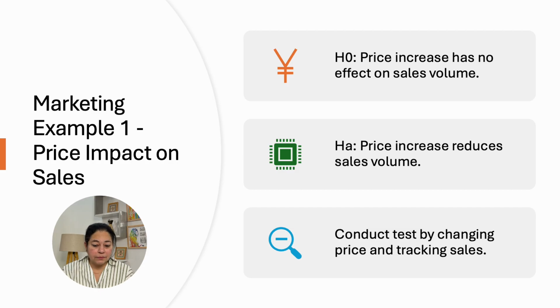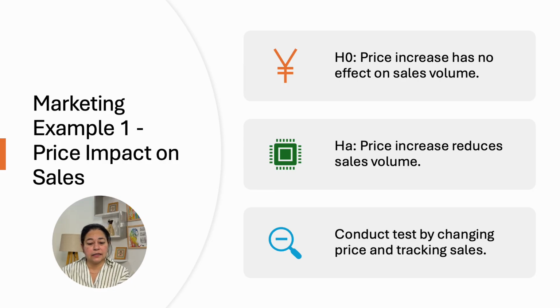Now let's take an example to understand it further. For instance, what happens to sales if a company raises its price? In this example, we might be testing if a price increase affects the sales volume. So what is my null hypothesis? The null hypothesis would be that a price increase has no effect on the sales volume. And what is my alternate? So my alternate would be that a price increase reduces the sales volume.